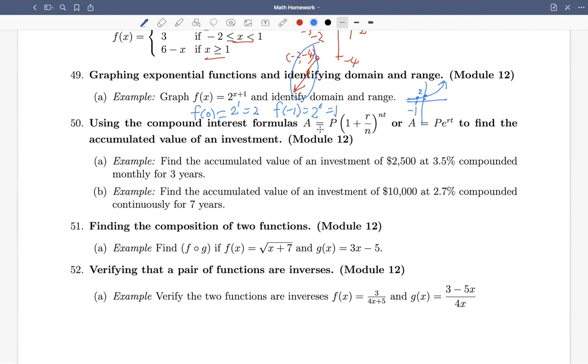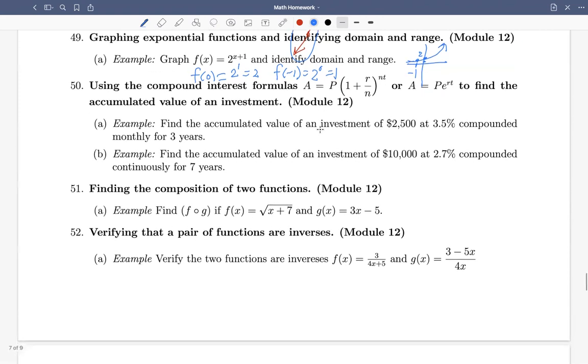So that's 49. 50. We want to use the compound interest formula, right? This is compounded n times. So in a year, compounded n times. Remember, A represents the money in the financial institute after T years. So T is years. And P is the principal, the starting money put in the account. R is the annual interest rate. N is how many times the interest is compounded.